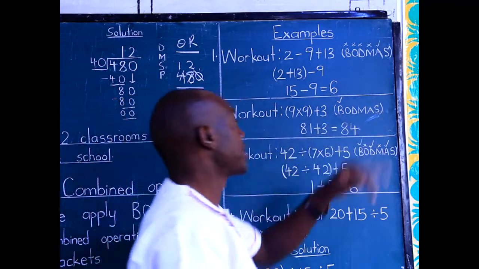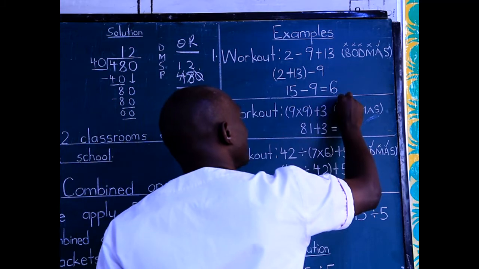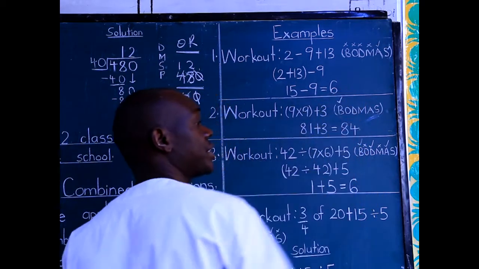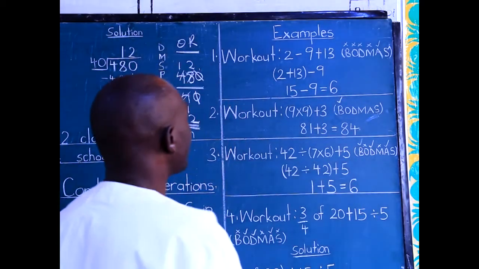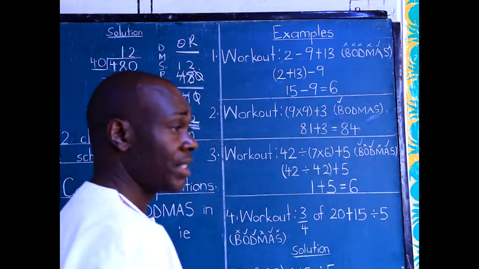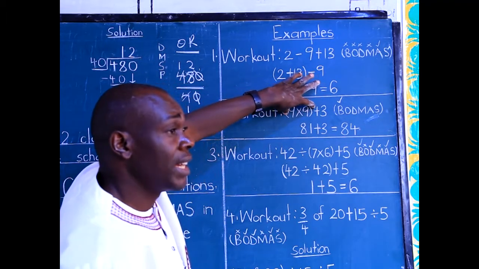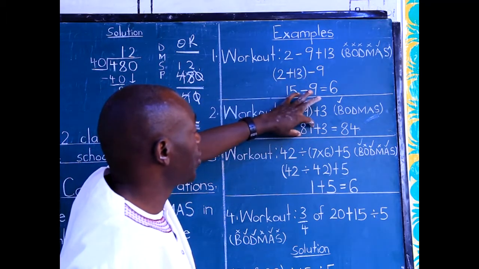By the way, BODMAS, and start. Do I have brackets? You say yes. The examiner had brought in brackets. If that is so, then I deal with whatever is inside the brackets first. Meaning, I'll first get the value of 9 times 9. So 9 times 9 is 81.